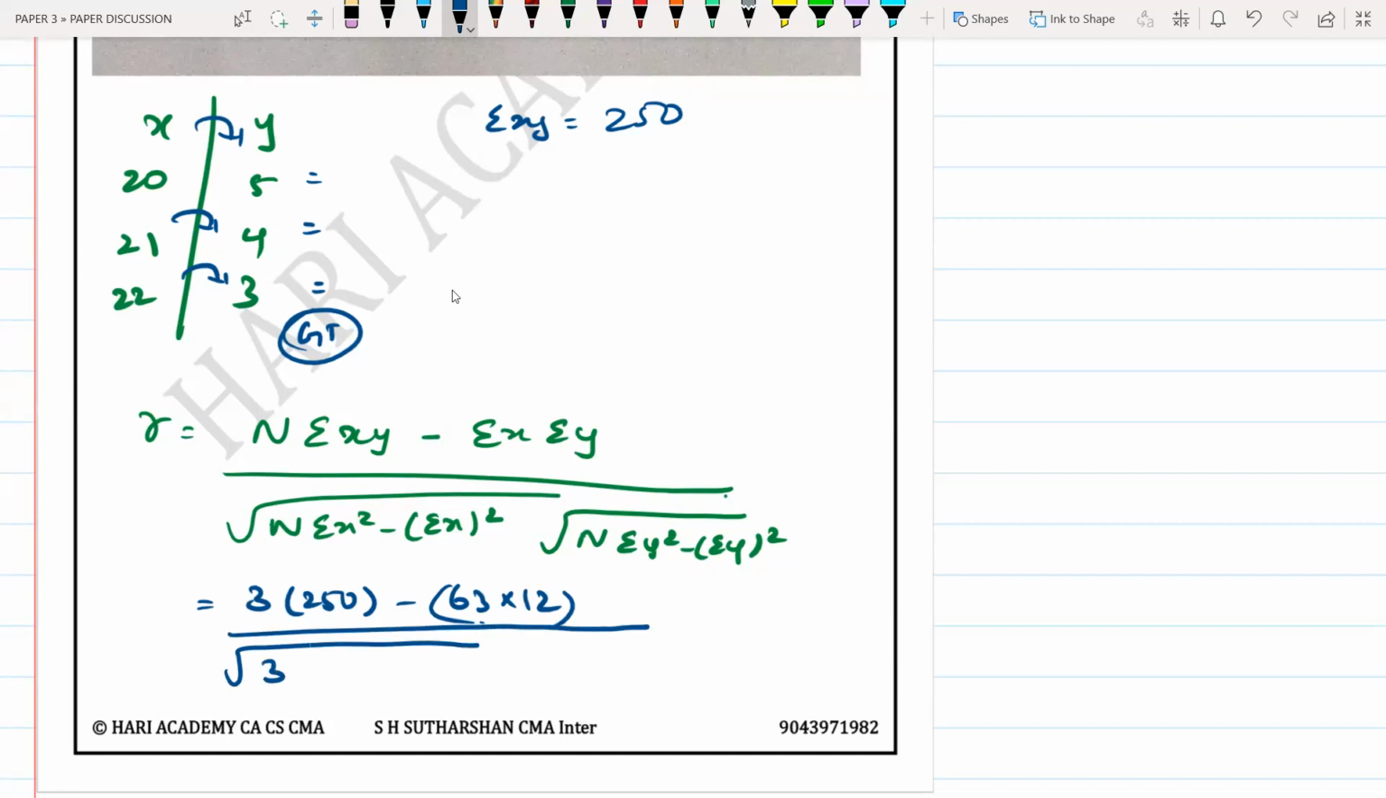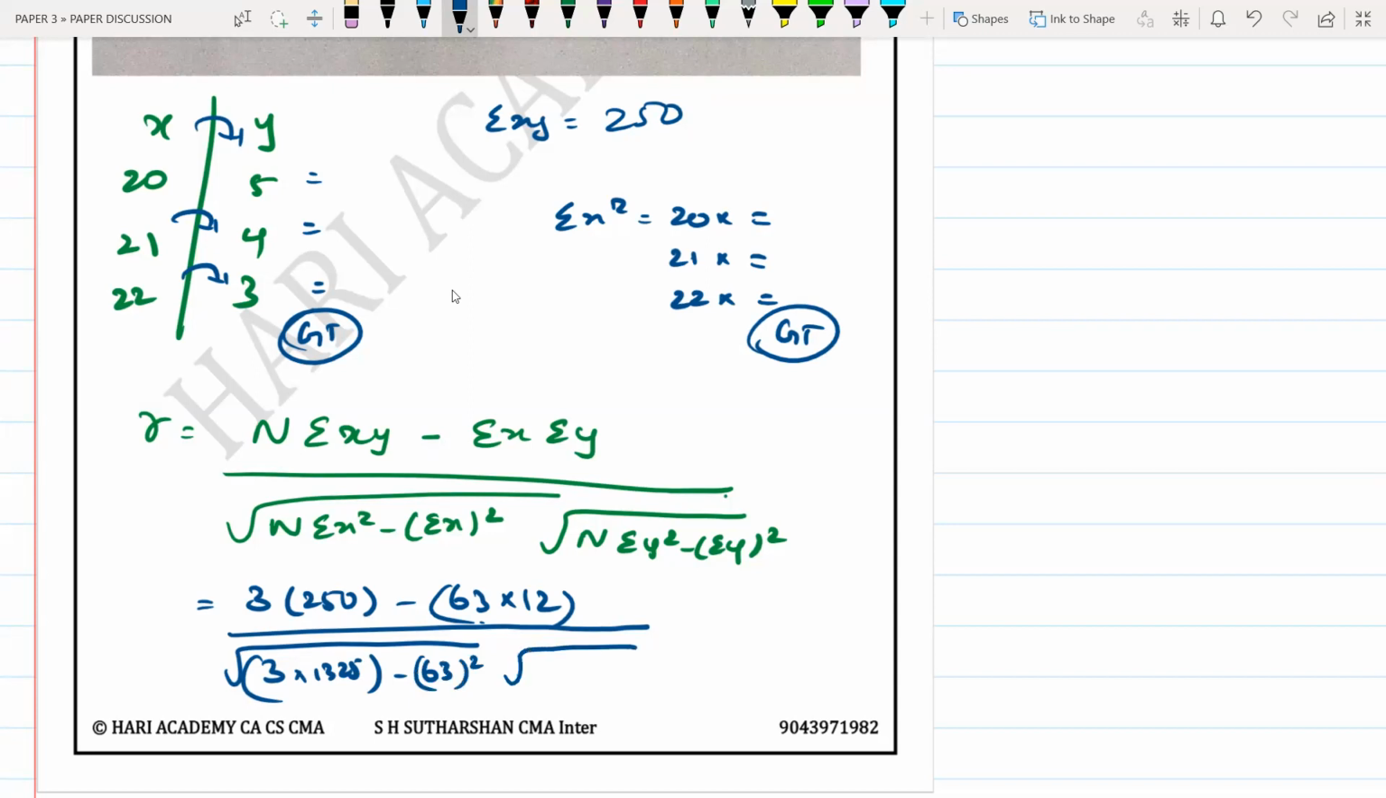What is summation x square? 20 into equal to, 21 into equal to, 22 into equal to, GT. That is what I will do for summation x square. Simply do 20 into equal to, 21 into equal to, 22 into equal to, simply press GT. You will get a final value of 1325. Okay, minus summation x. What is summation x? Summation x you already found out, 63, yeah, 63 square.